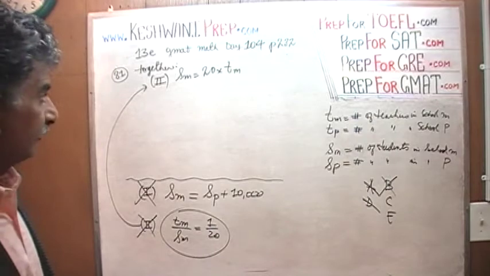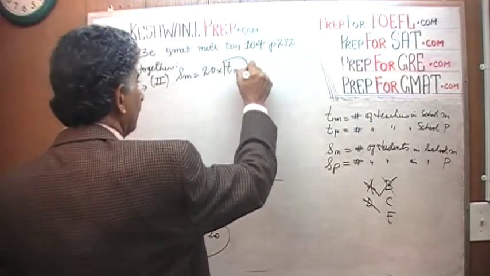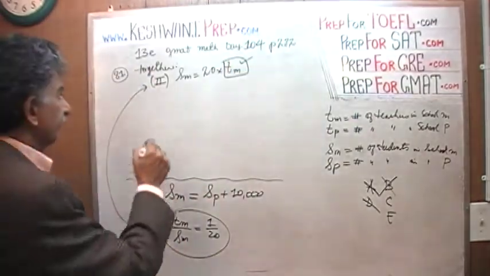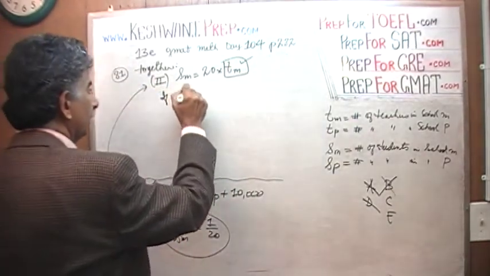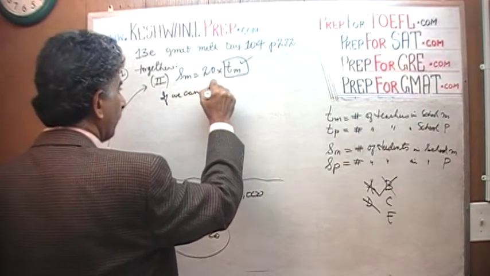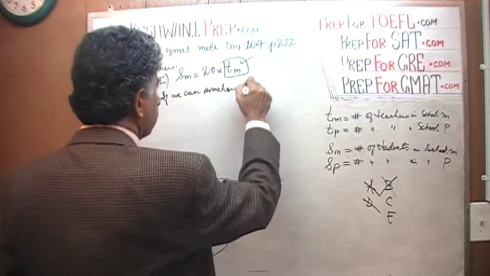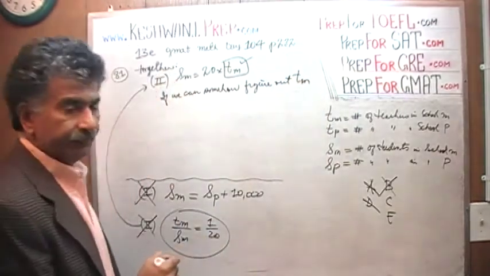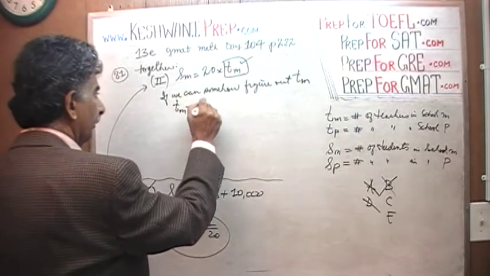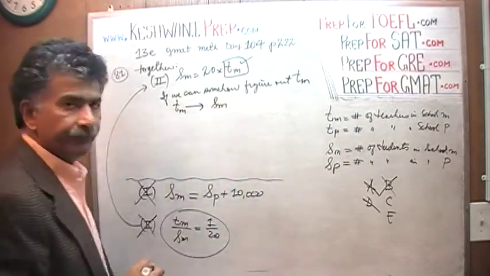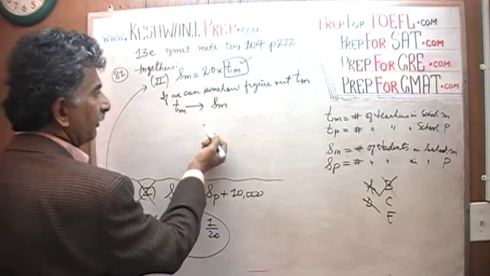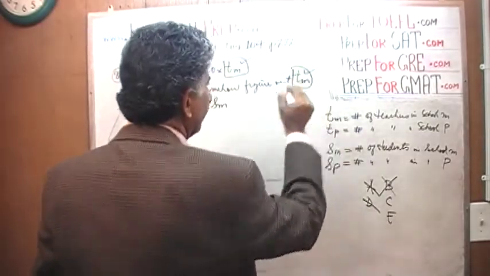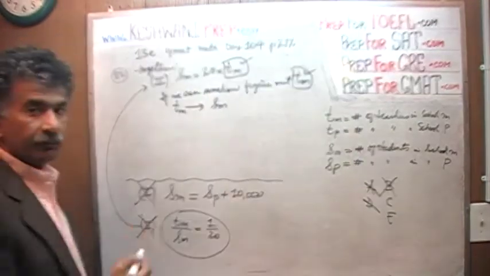Now here's the problem. If we can somehow figure out the number of teachers in school M, we can figure out the number of students in school M, because it's just 20 times the amount. The number of students in school M is just 20 times the number of teachers. So if we can figure out this guy, we can figure out the number of students in school M.